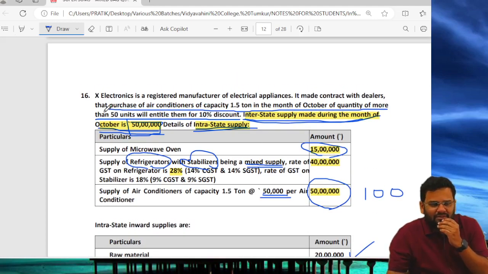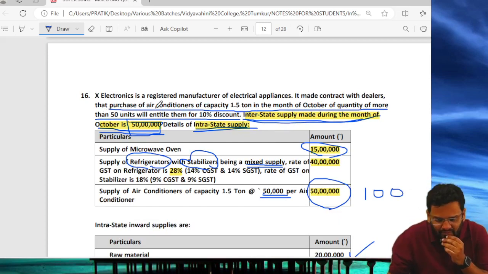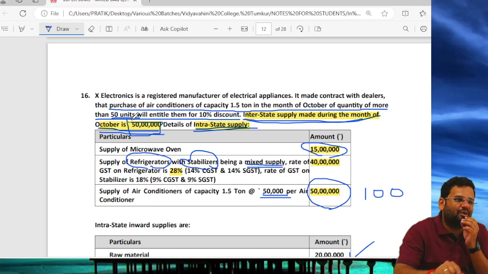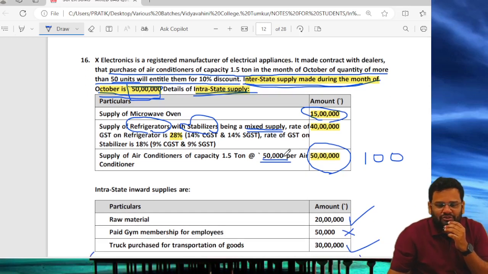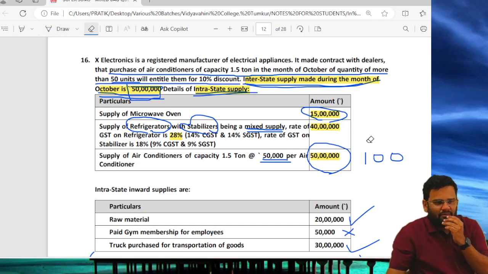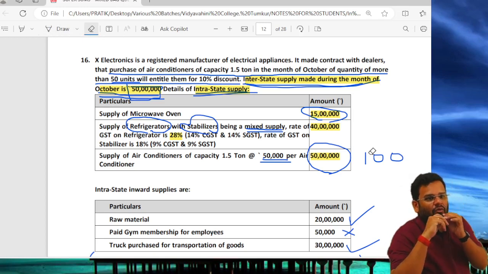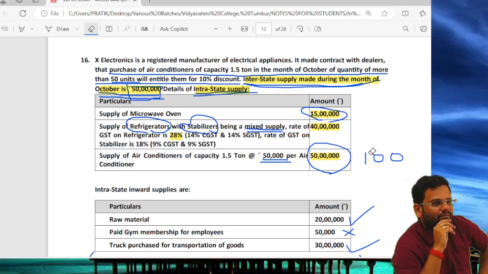Read here. Discount wala clause you have underlined. Purchase of AC of capacity 1.5 ton in month of October of quantity of more than 50 units. But you have sold how many? 100. So you must have given discount. What is the original supply value? Friends, just read out the figure. What is the original supply value of AC?